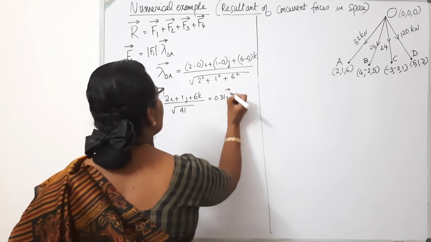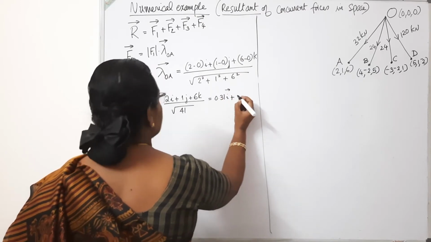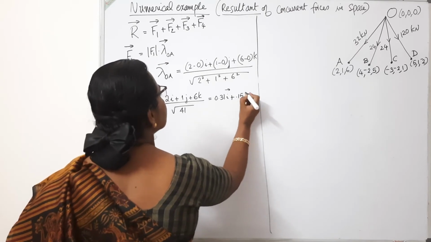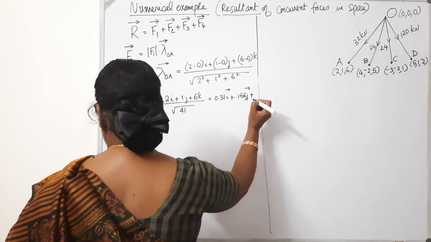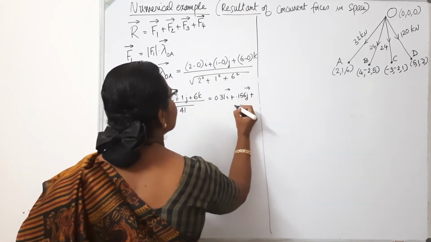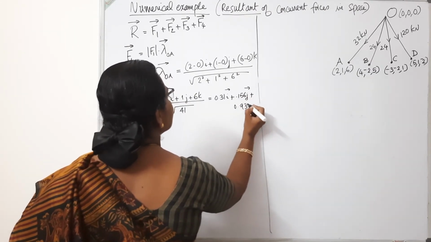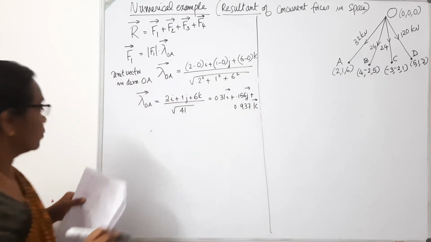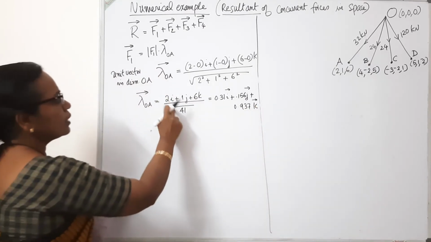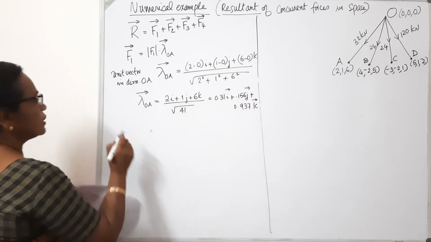It works out to 0.31i plus 0.156j plus 0.937k. So we get the unit vector in the direction, divided by root 41. This is the unit vector.